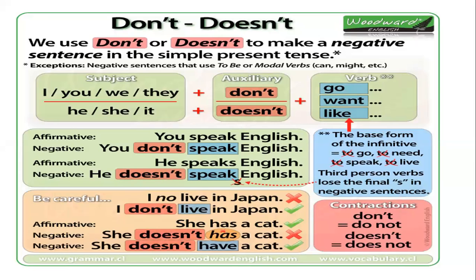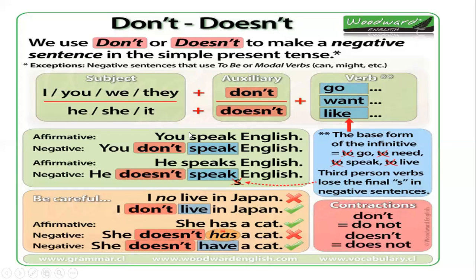Y en el caso de be, ya sabemos que tenemos am, is, are, ¿verdad? Y que el negativo es I am not, he, she, it is not, or isn't, so if we contract. In the other subjects, we, you, and they, are not or aren't. Okay, here the structure is I, you, we, and they don't go. He, she, it doesn't like, or he, she doesn't want, or doesn't go.